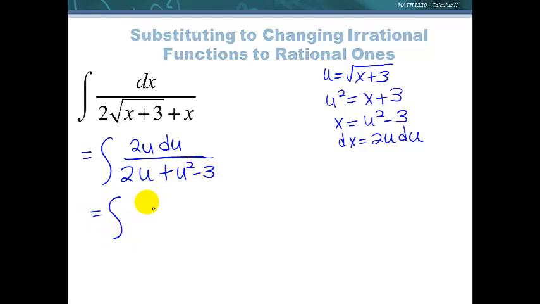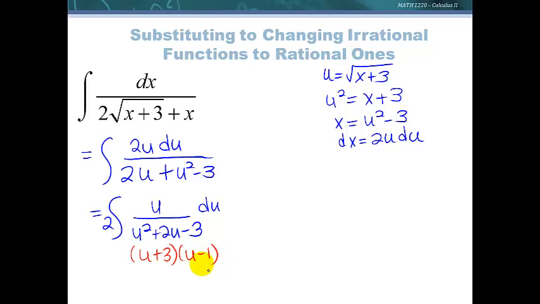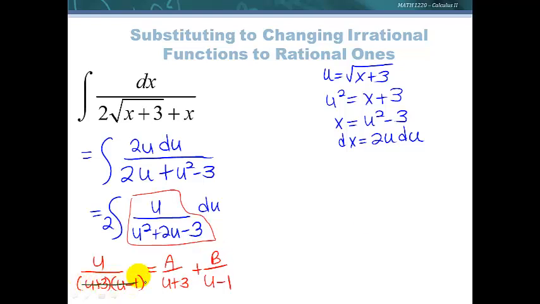So as I simplify this, maybe I'll put the 2 out in front, so I have a u over, here's my du, putting this in descending order, u squared plus 2u minus 3. Now I can go ahead and factor this denominator and do a partial fraction decomposition. So I have (u plus 3)(u minus 1). Clearing this of fractions then, these will cancel out. This u plus 3 will go and leave me a u minus 1. This u minus 1 will go and leave me a u plus 3.